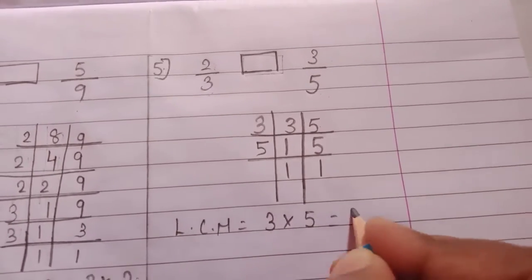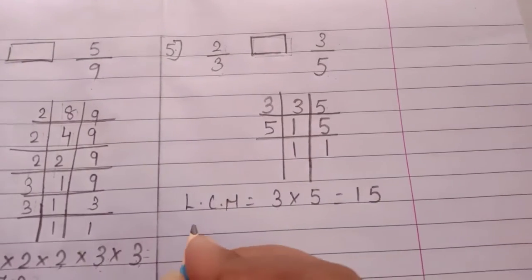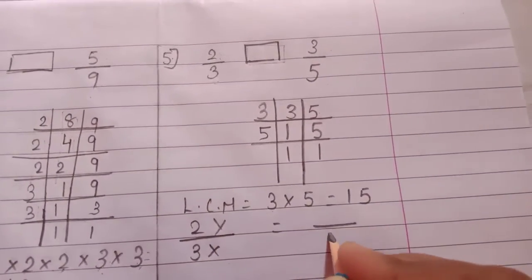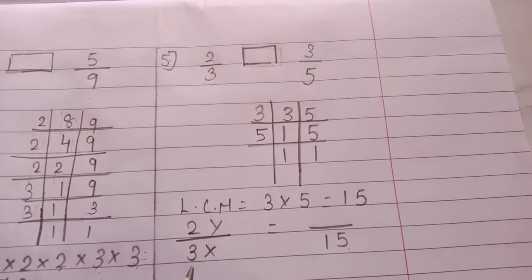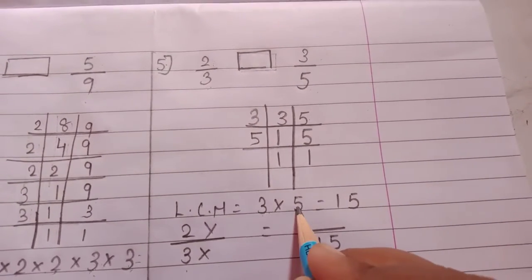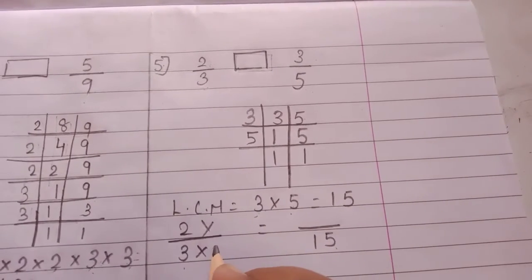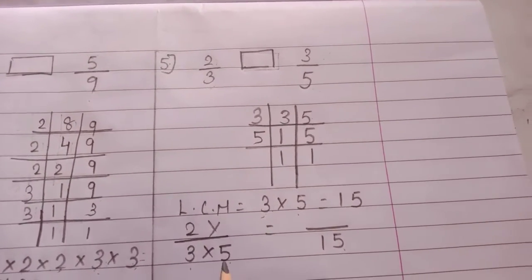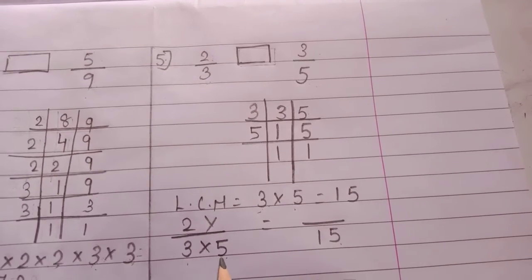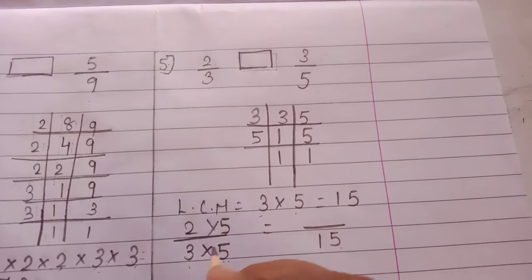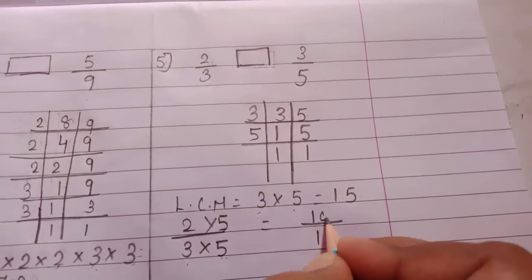So 3 5s are 15. Now the first fraction is 2 upon 3 and we want denominator 15. So with 3 what will we multiply? 3 5s are 15, so with 3 we multiply 5. So here also we will multiply 5. In the denominator we are multiplying with 5, so in the numerator also we have to multiply with 5. So 2 5s are 10.